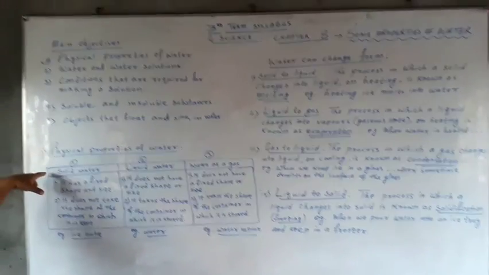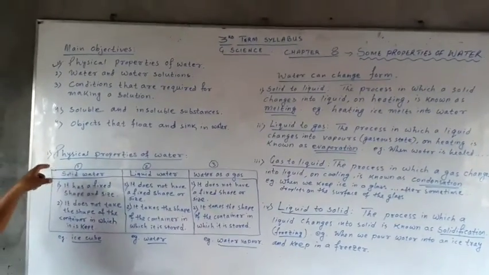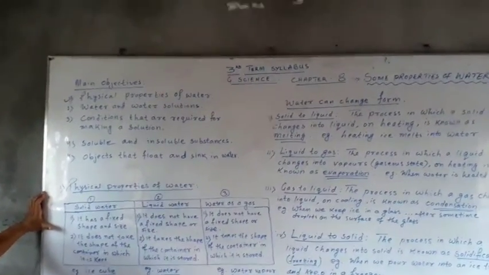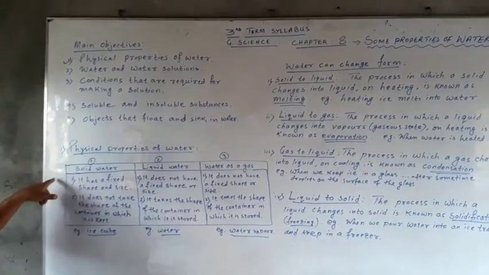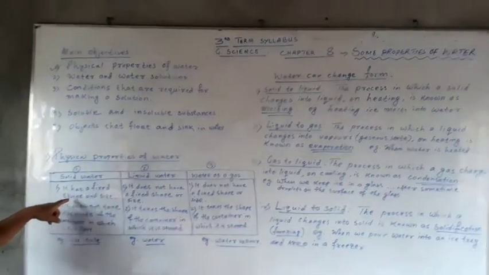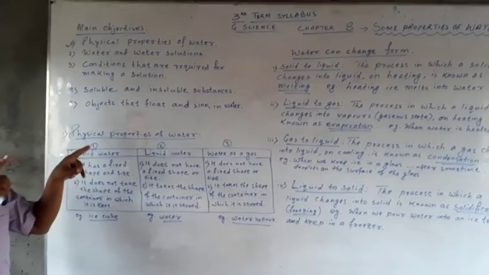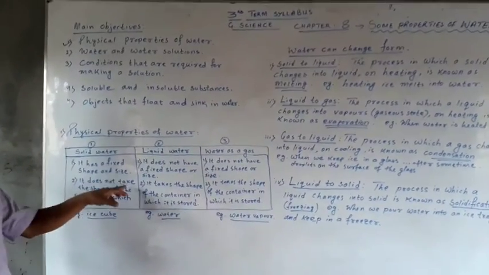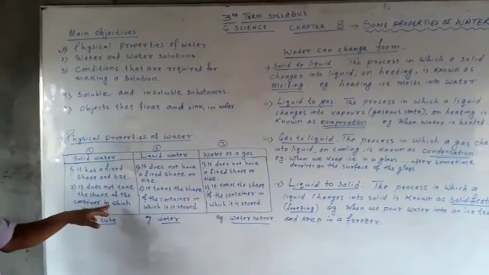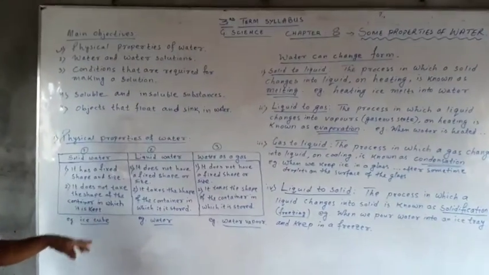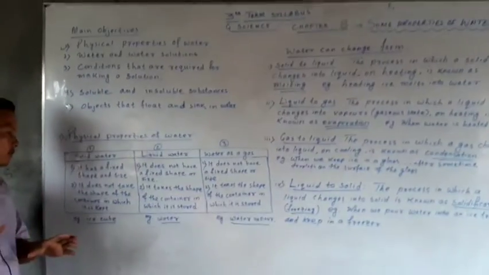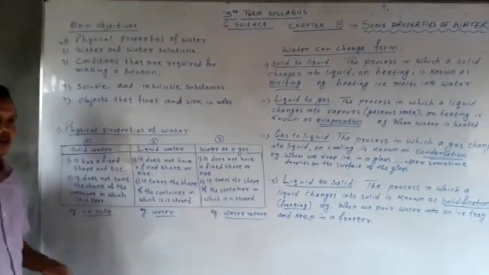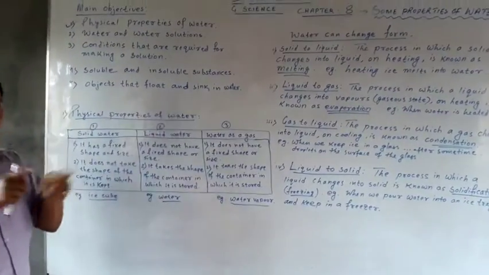So what do we see in solid water? Let us focus a little bit on it. In solid water, it always has a fixed shape and size. Secondly, it does not take the shape of the container in which it is kept. A good example is an ice cube. An ice cube has a fixed shape and size.